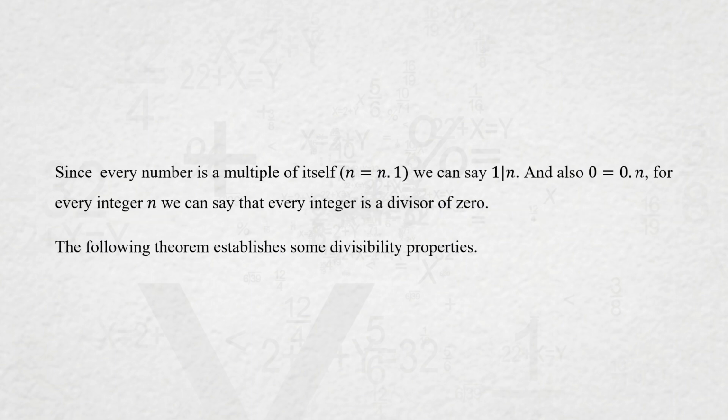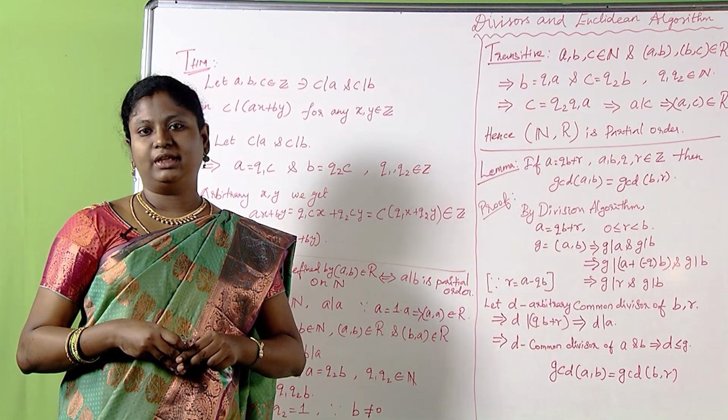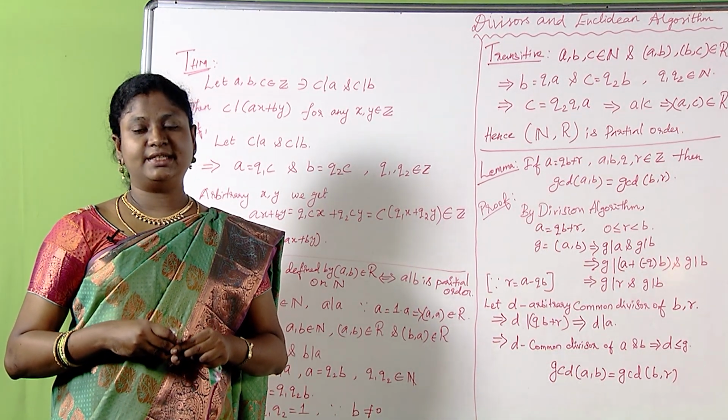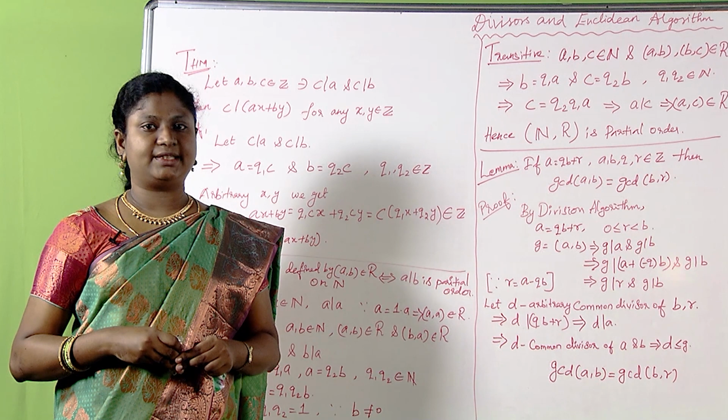Since every number is a multiple of itself, we can say 1 divides n, and also 0 can be written as 0 multiplied by n for every integer n. We can say that every integer is a divisor of 0. Now, let us see some theorems that discuss the properties of divisibility.